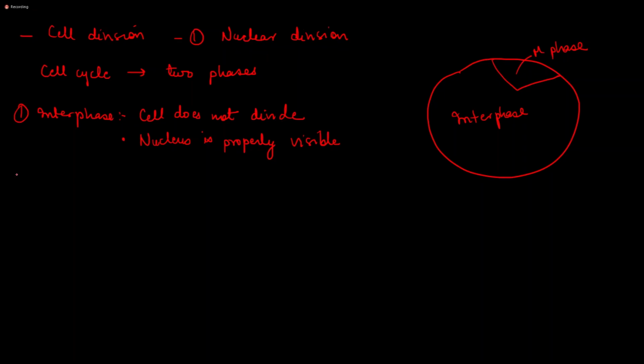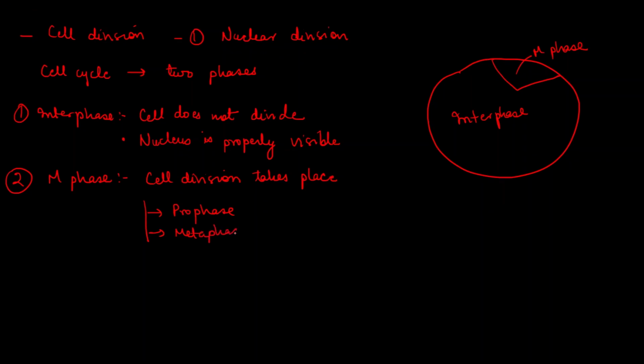Okay. Now the second phase is M phase. During the M phase, the actual cell division takes place, right? So cell division takes place during the M phase. Now in the M phase, as I told in the previous slide also, it has four phases: prophase, metaphase, anaphase, and telophase. So M phase itself has four phases.